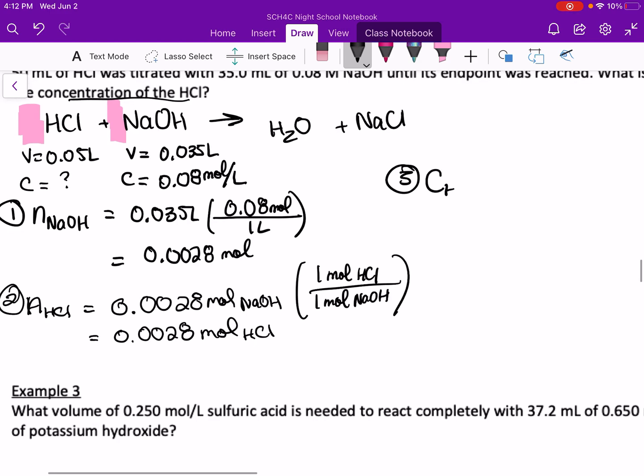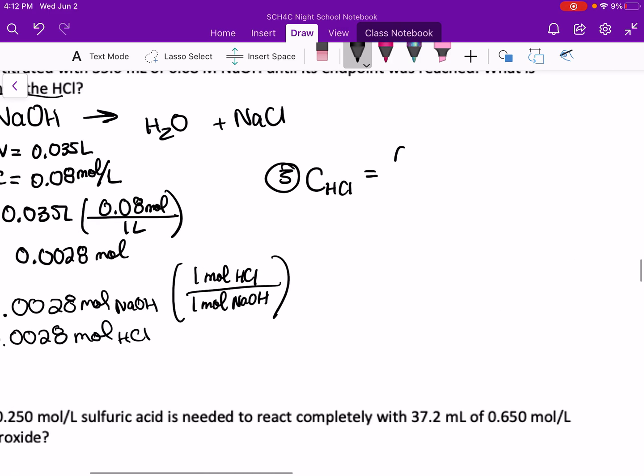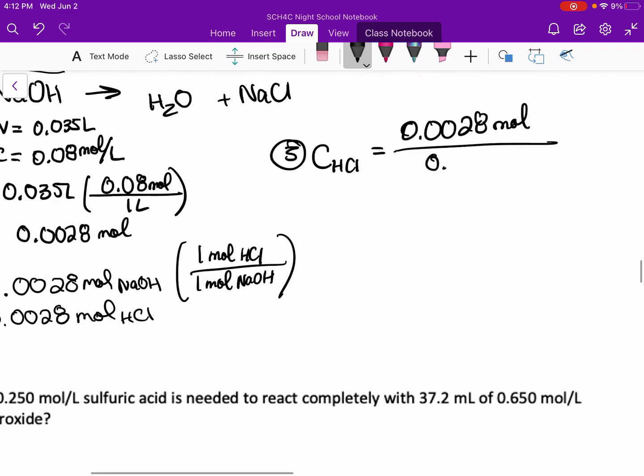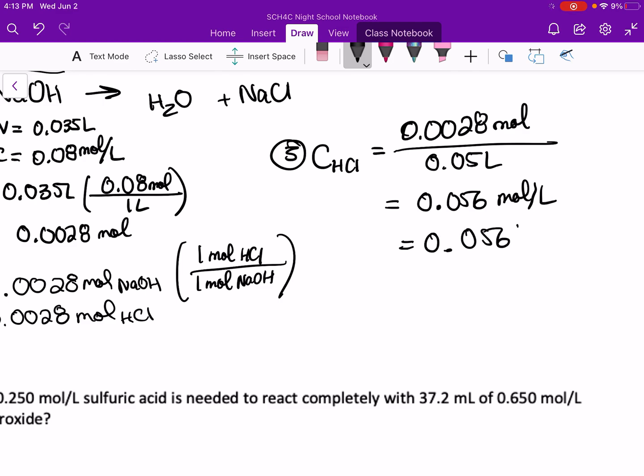So my concentration of HCl is equal to 0.0028 moles of HCl divided by 0.05 liters or 50 milliliters converted here, and I'm left with my final answer of 0.056 moles per liter, which is the same as saying 0.056 big M.